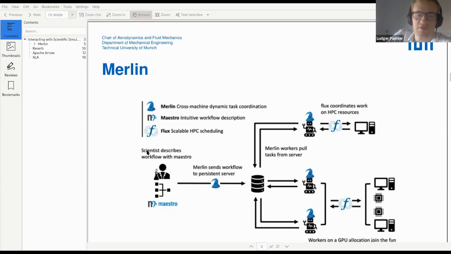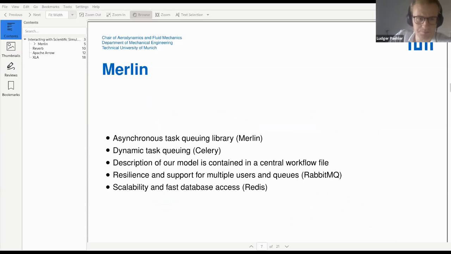Maestro is just one of the cluster managers or cluster schedulers that Lawrence Livermore offers. It can do asynchronous task queuing, so it doesn't need to do everything at the same time. It can manage the queue dynamically as well. That's through one of the Celery backends.